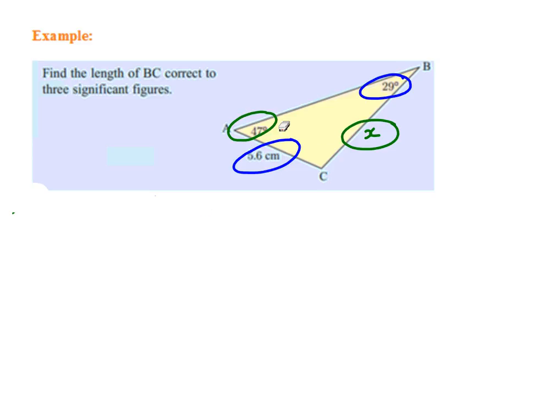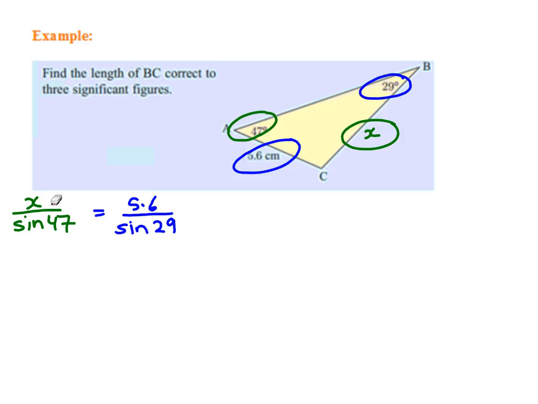And are we finding an angle or a length? Have a look. We're finding a length. So use the version of the sine rule where the length is on the top. So x over sine of its opposite angle, x over sine 47, is equal to 5.6 over sine of its opposite angle, so 5.6 over sine 29. And it's a nice simple one because we just want to get x by itself now.